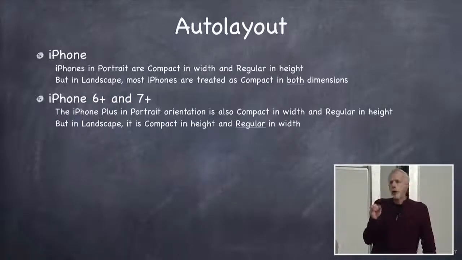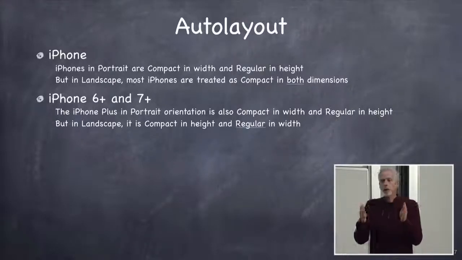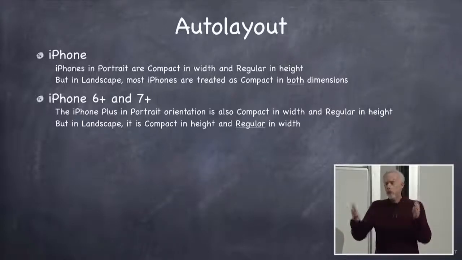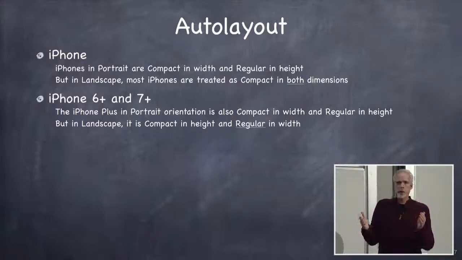Now the iPhone Pluses, the 6 Plus and the 7 Plus, those are a little different. They're still compact in width and regular in height in portrait, but when you go to landscape, since those iPhone Pluses are so big that they can actually start showing that kind of horizontal UI just like it was an iPad or something. So they are regular in width in landscape mode. Okay? The iPhone is compact in both. The iPhone Plus is still compact in height in landscape, but it's regular in width.